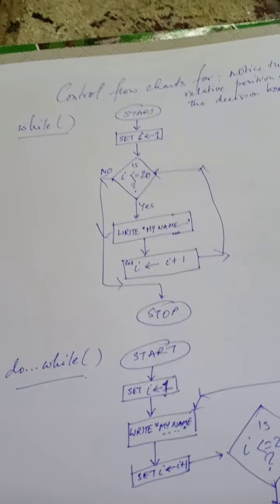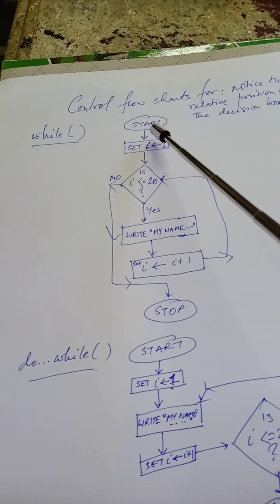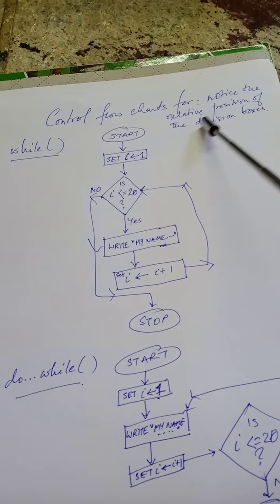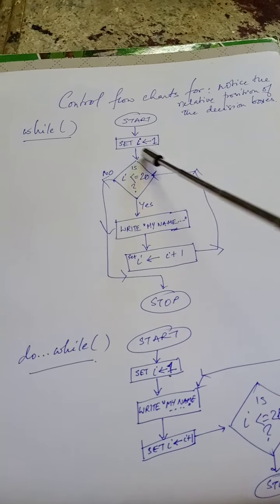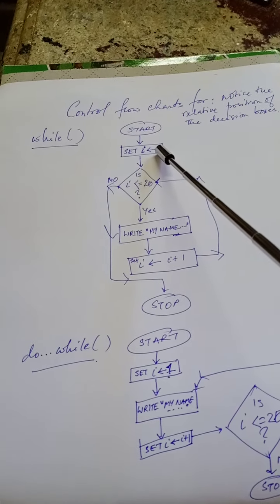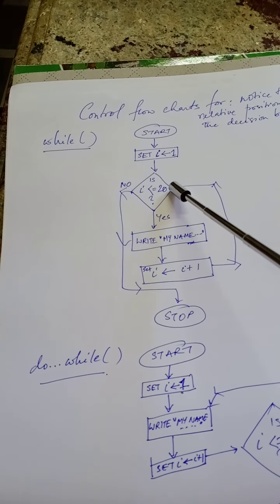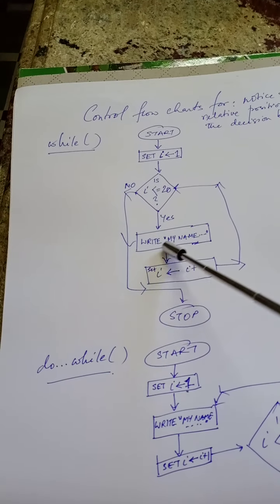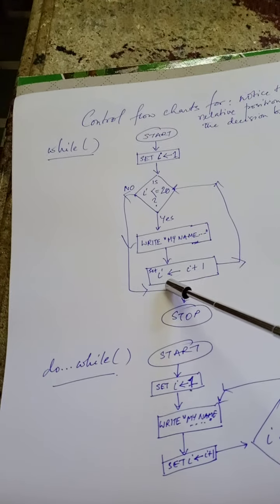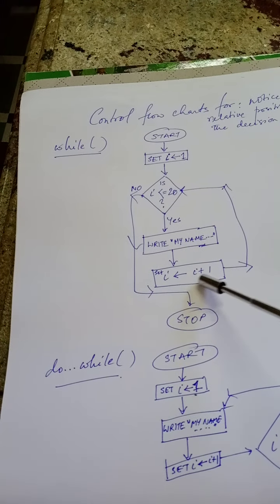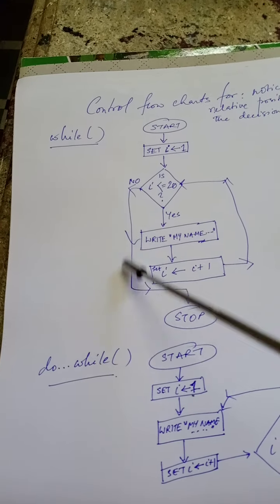Let us now look at the control flow chart for the two loops. The while loop, as you can see, you have to notice the difference with the relative position of the decision boxes between these two diagrams. You set I to 1, check whether it's less than or equal to 20. If it is so, then you write the name, whatever you have to write. That write is print basically. Then again you set I to I plus 1, that is increment I by 1, and you check whether it is less than or equal to 20. If yes, then you continue this cycle, and if not, then you come out and stop.